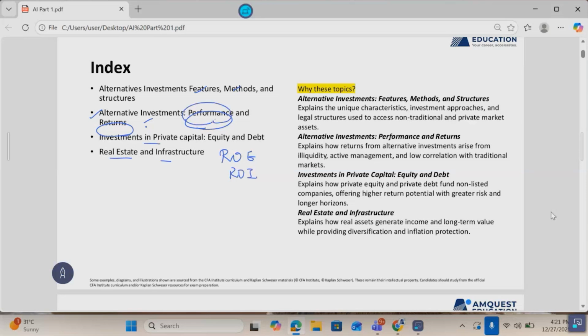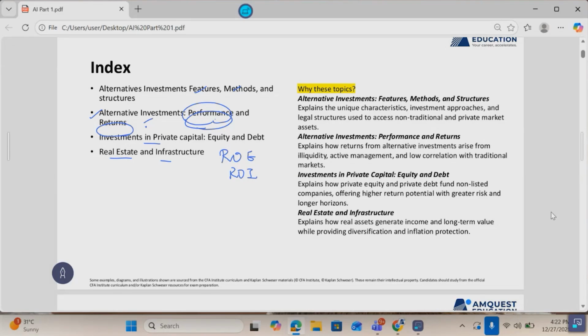And we look at other forms of alternative investments like real estate, infrastructure, and digital assets, with Bitcoin becoming a big thing in the recent two to three years. The CFA curriculum has now been modified to include even digital assets as part of the alternative investments topic.